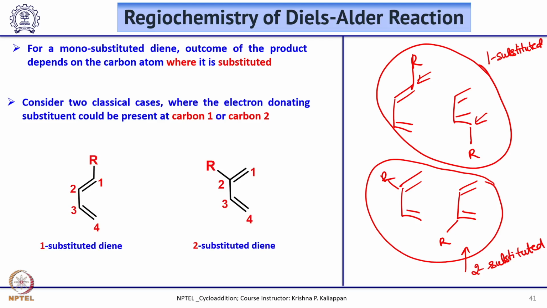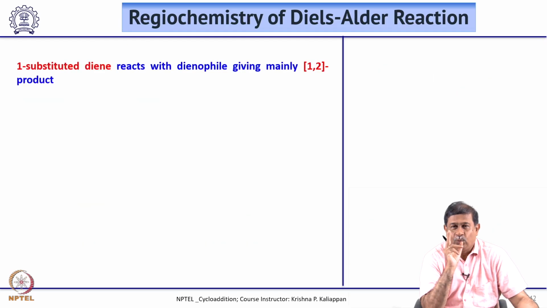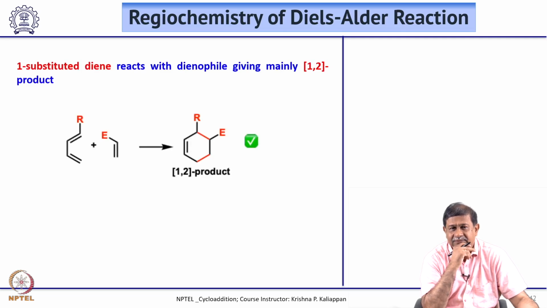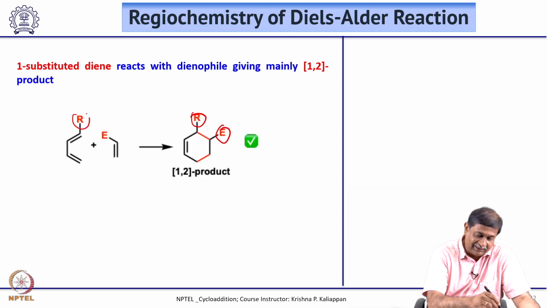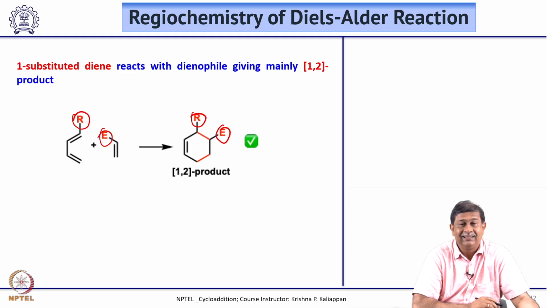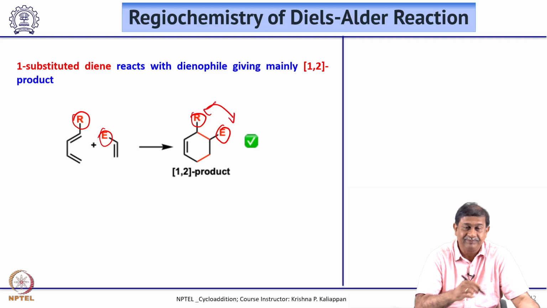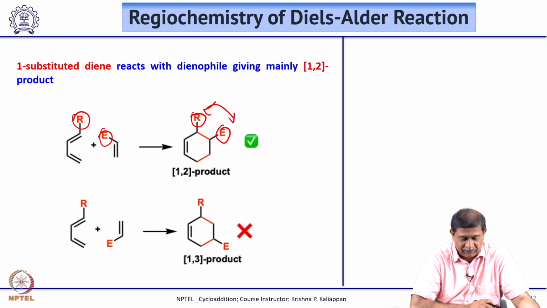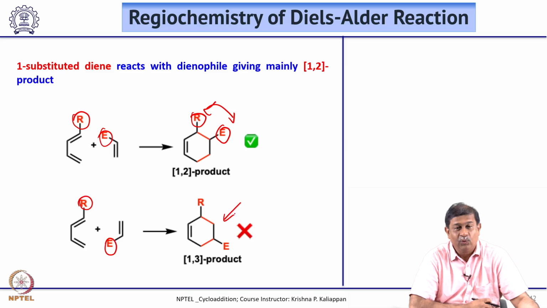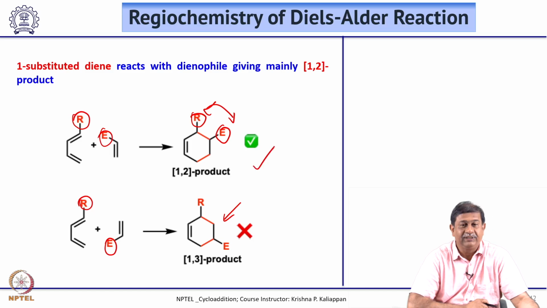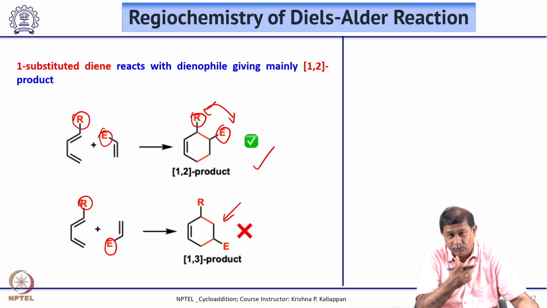So what will happen if you take these dienes and do a Diels-Alder reaction with dienophiles? If you take a 1-substituted diene, then in principle there are 2 possibilities. One possibility is the substituent on the diene and the substituent on the dienophile are 1-2 related in the product. The second possibility is that the substituent on the diene and dienophile are 1-3 related. Between these two, 1-2 is the major product, or sometimes 1-2 is the sole product.